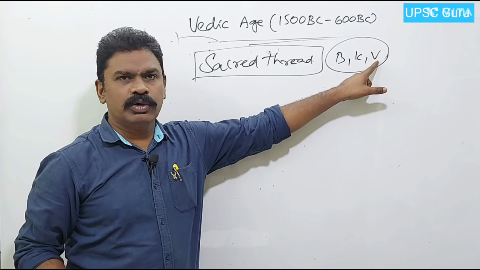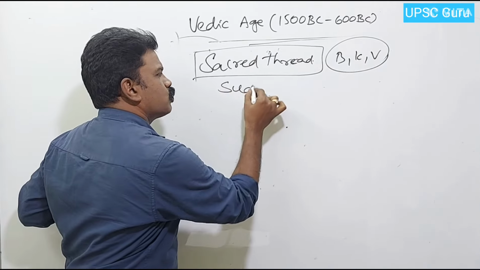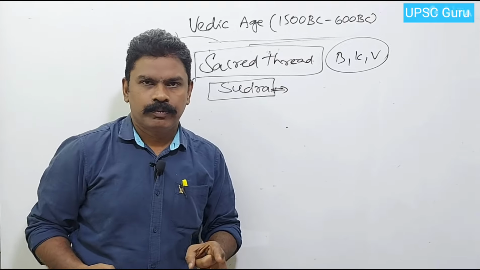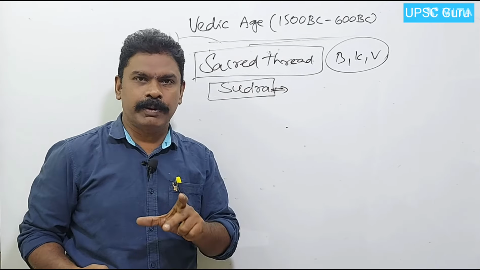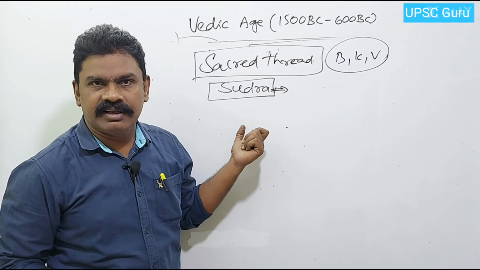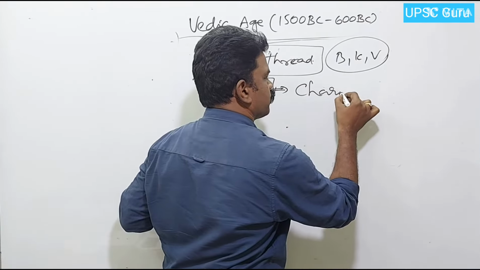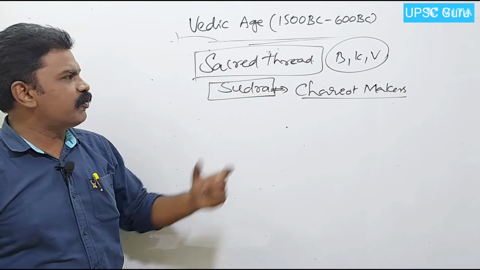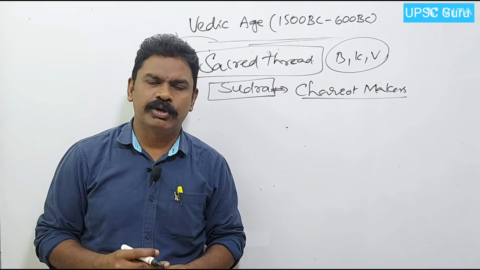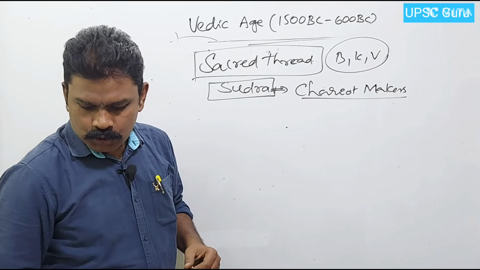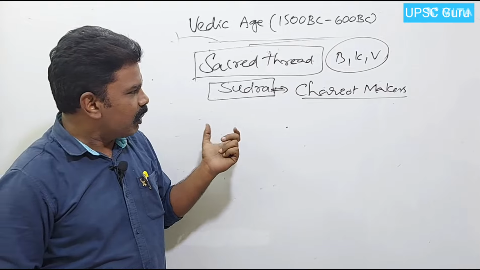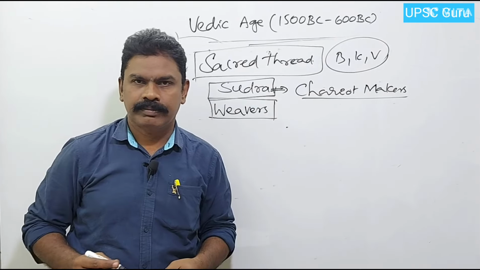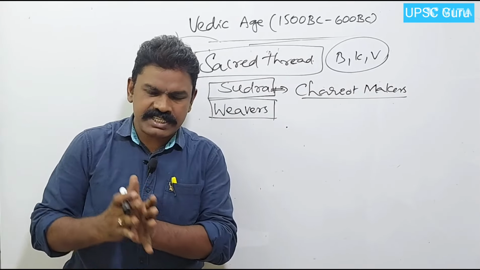Sometimes Vaishyas were also not accepted. In the Sudra family, there was only one section of people, only one occupational group, who got to wear the sacred thread. They were the chariot makers. Only chariot makers had the eligibility of wearing the sacred thread in the Sudra community. Because in that period, in the Sudra family, weavers were more. Weavers were the larger section of people in society.